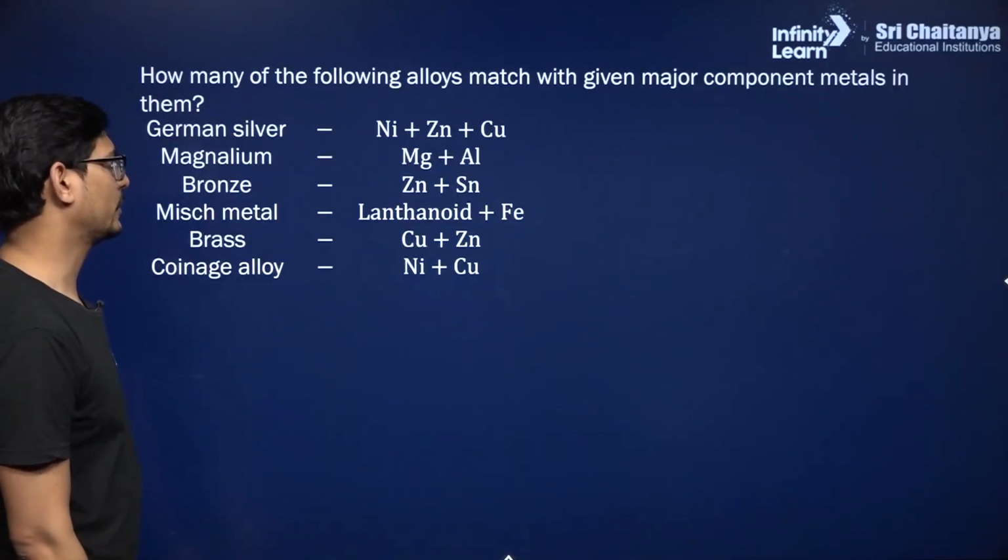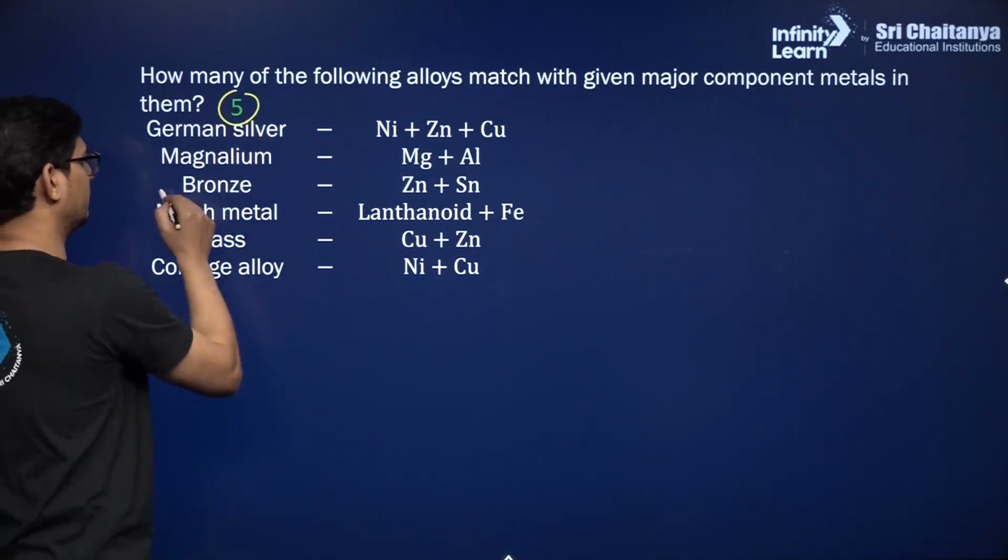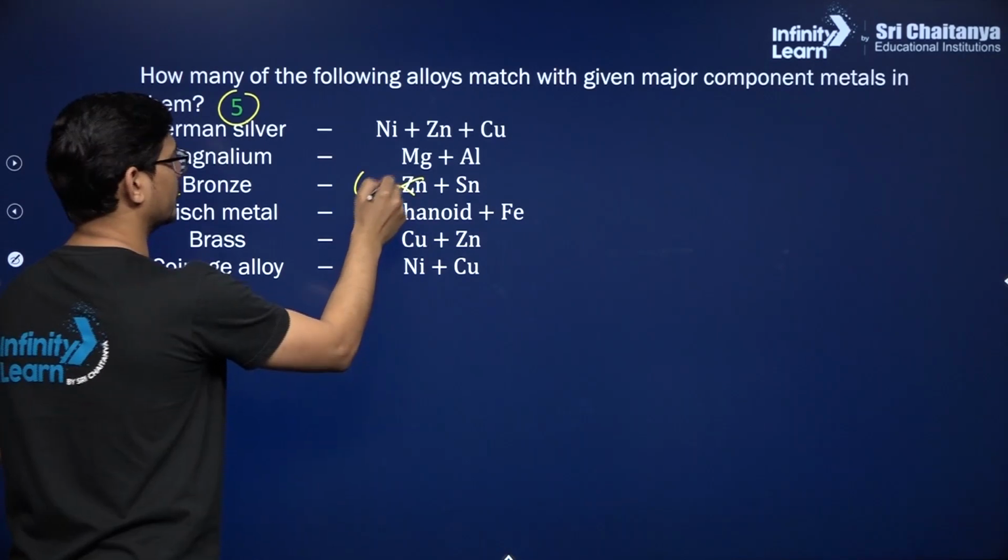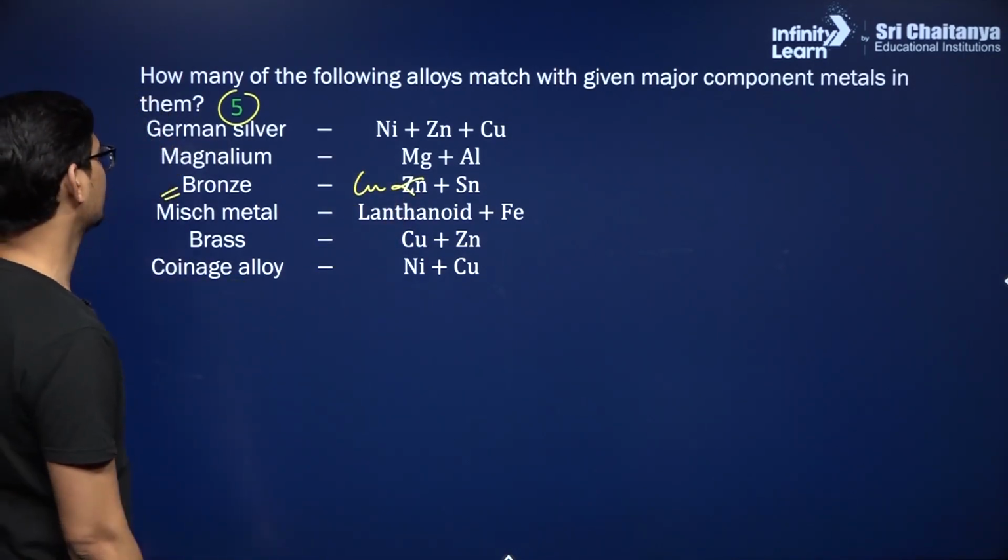How many of the following alloys match with given major component metals in them? 5. The only problem is with bronze. Bronze contains copper as a major metal. Others are correct.